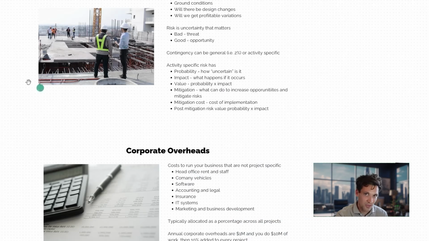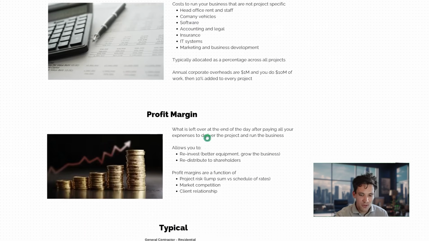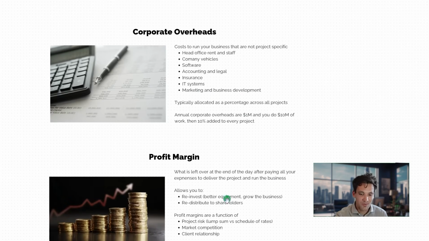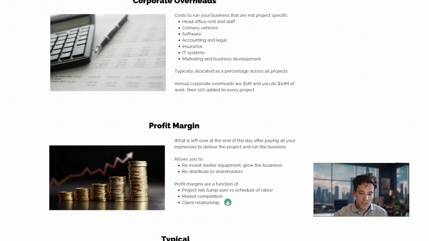Now, the final thing we need to include on our costs is our profit margin, which is the bit we care about. That's what's left over for the owners of the business after all these costs have been paid. With our profit margin, you can either reinvest this, so you can buy better equipment, grow the business, hire more staff, do things like that, or it can be redistributed to the owners of the business. Profit margins are a function of our project risk.